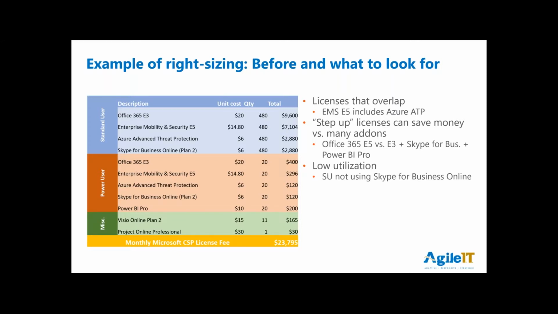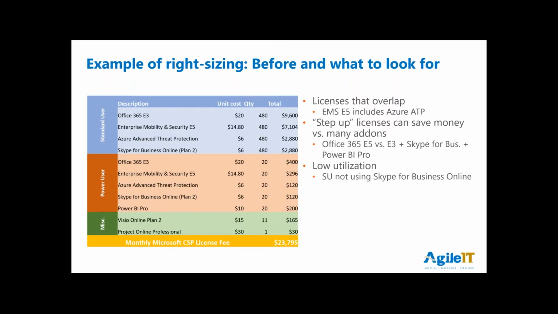Taking a glance at that, I can just tell you, for example, that Azure Advanced Threat Protection is a license that is included. It's one of the add-ons to Enterprise Mobility and Security E5. So there's almost $3,000 being spent that doesn't need to be. It's already part of their license subscription. Every month. Every single month, right? That's not an annual. That's not a one-time. That is an every month cost that isn't necessary.